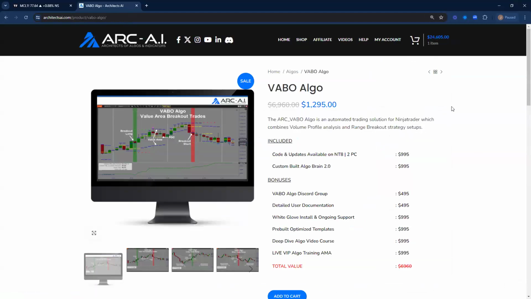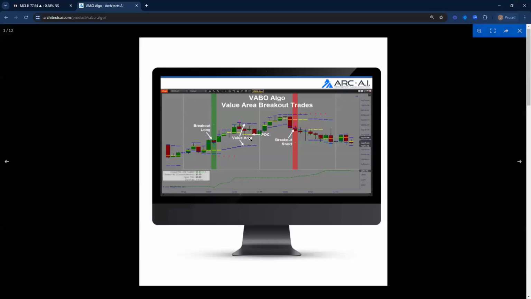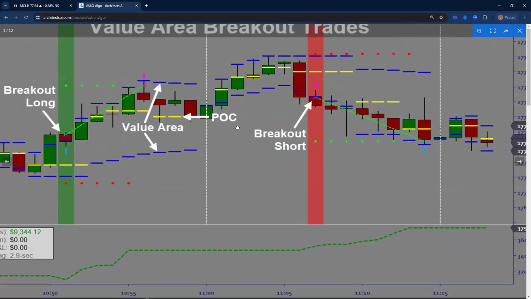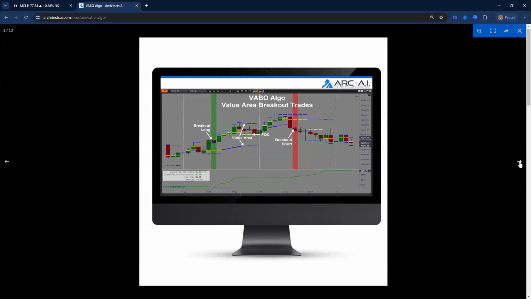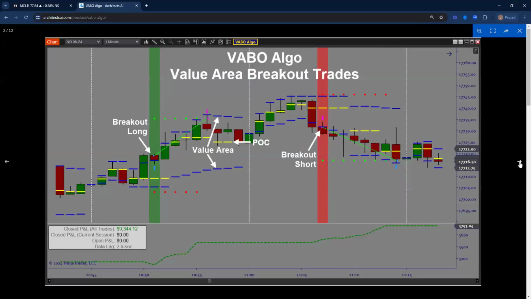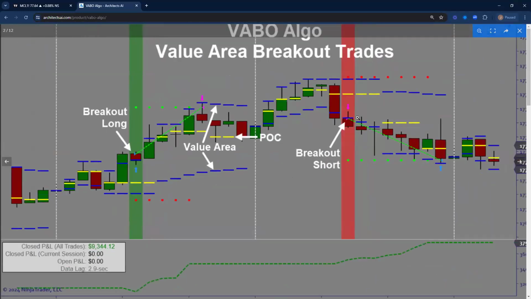Vebo works with anything that has range for the day. If you don't have range, you're not going to make money. If it's a tight ranging day, forget about it. Don't even try it. If you've got range, run it. It's a breakout trade. Breakout with volume. So it'll work on anything.